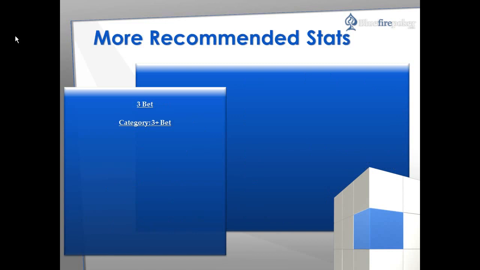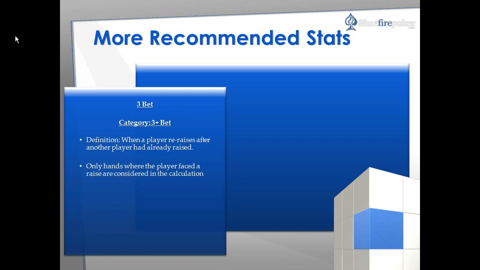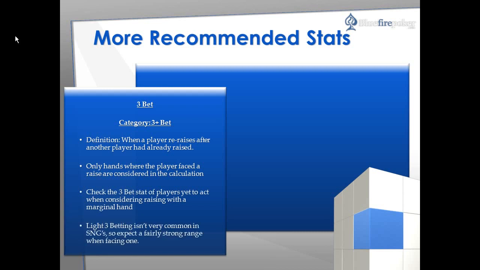Some more recommended stats. Number one is 3-bet, and it's under the category of 3-bet under the HUD player preferences. This is when a player re-raises after another player has already raised. Only hands where the player faced the raise are considered in the calculation. We can check the 3-bet stats of players yet to act when we ourselves are considering raising with a marginal hand. If we're likely to get 3-bet, we might want to let that one go.